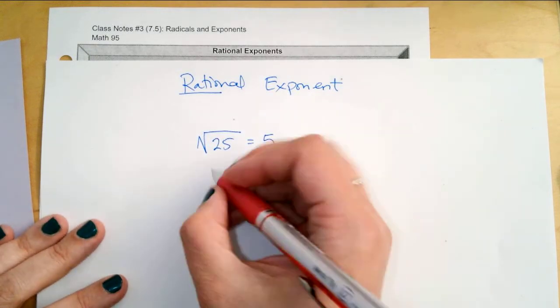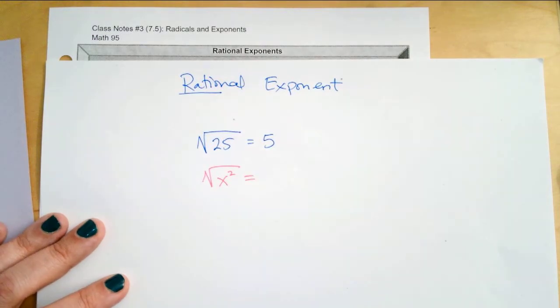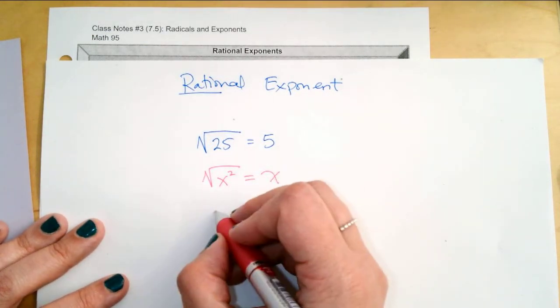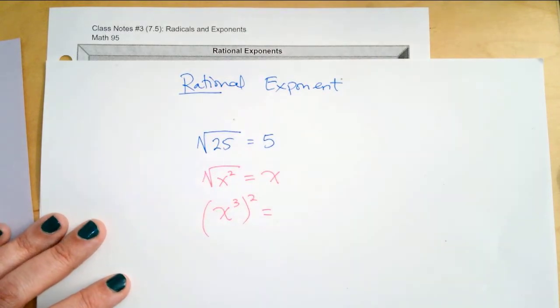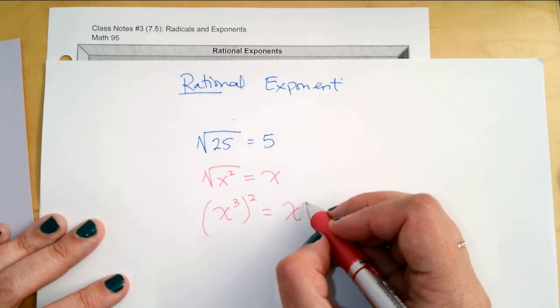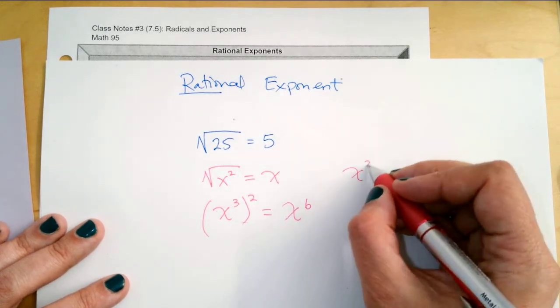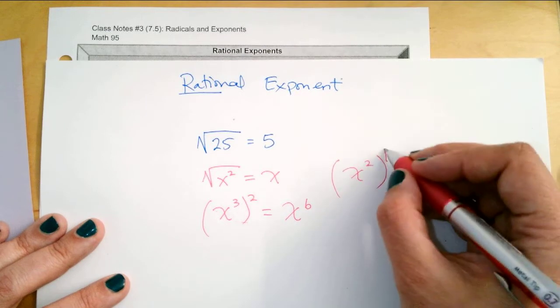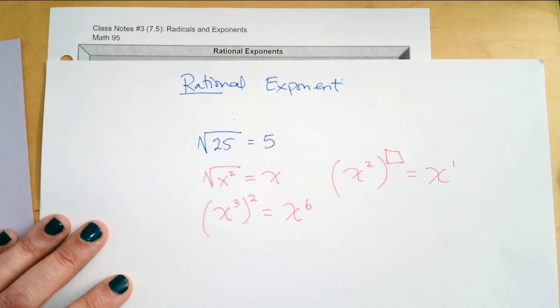Now, if I take the square root of x squared, what do I get? I get x. Now remember when you did this, x to the third power to the second power. Do you remember when you did that in the previous math class? What was the rule for when you take a power to another power? You multiply the exponents. So you get x to the what power? Sixth power. Okay, now if I wanted to take x squared to a certain power that would give me x to the first, what would that power have to be?